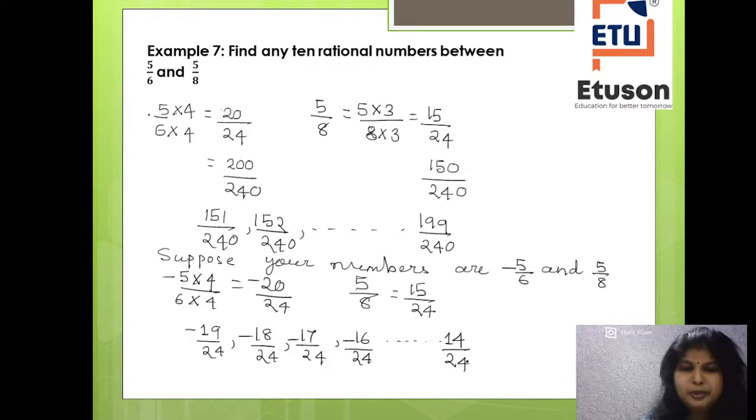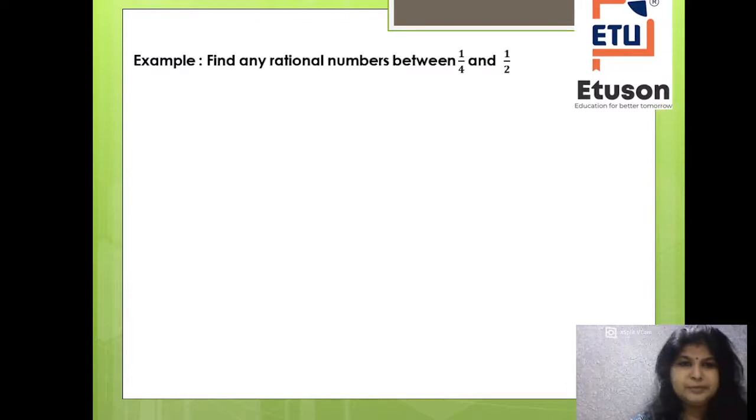So there are a number of rational numbers, out of which you can take 10. First I have taken 5 by 6 as a positive number. In the second case I have taken minus 5 by 6. I had a doubt whether it is minus 5 by 6, so I thought of both, let me solve. The procedure is the same anyway. Okay, so hope this example is clear to you. Now let us go to the next problem.